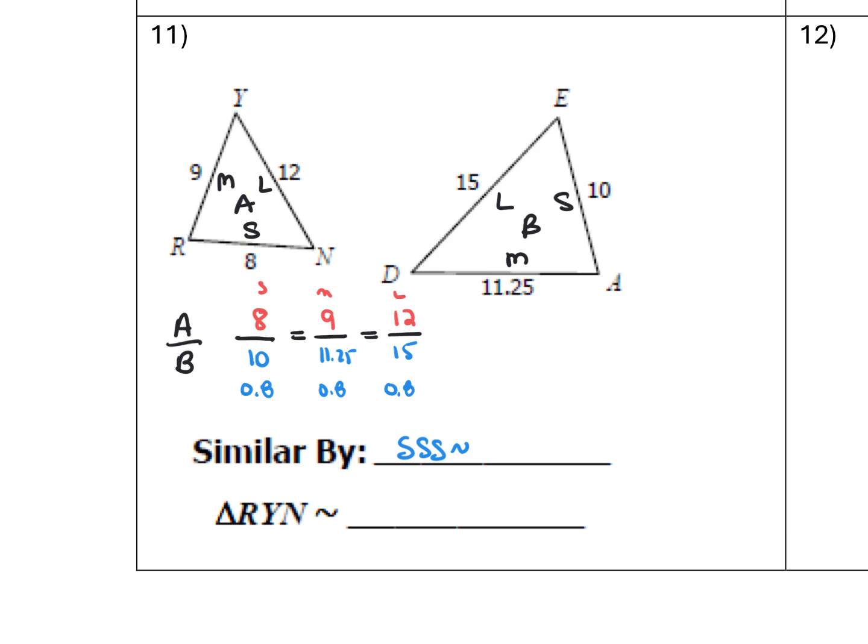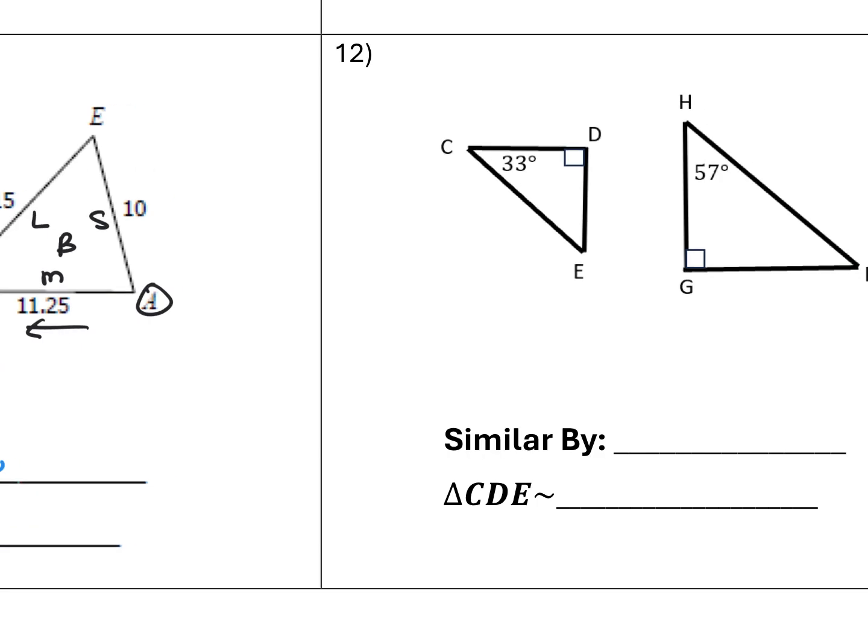And they started with R. And they went through Y. So they went medium, large, small. So we gotta do the same thing. We gotta go from small to medium. So that's A, D, E, and this is triangle. So triangle RYN is similar to triangle ADE.